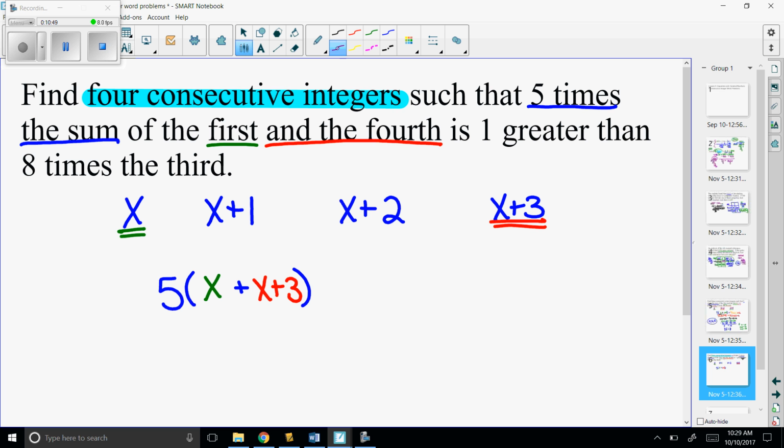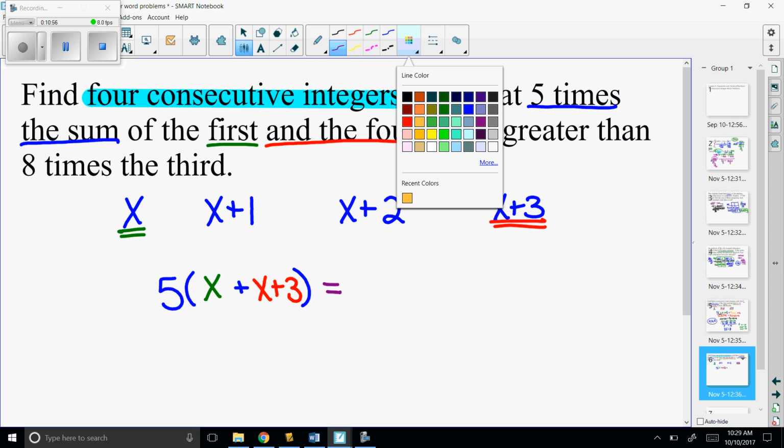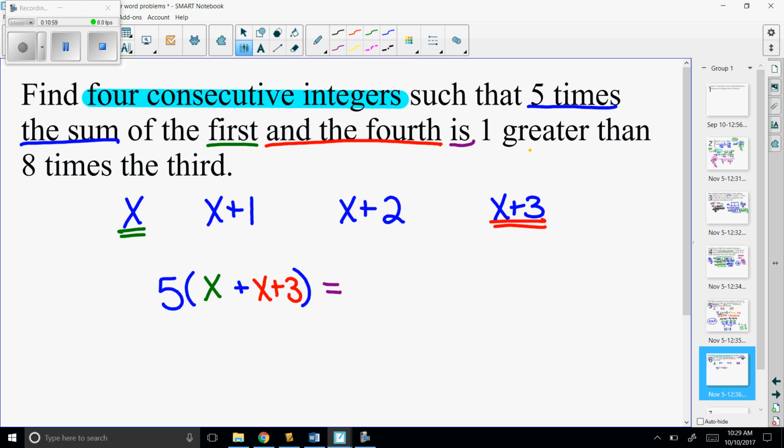So we have 5 times the sum of the first and the fourth. Then I get the word is. What's that mean? Equals. And then I'm going to have this, see if you can see this color. 1 greater than, is that color okay? 1 greater, so I'm going to add 1. I like to put it to the right-hand side because if it says 1 less than, you take 1 away from 8 times the third. And most people put 1 minus 8 times the third, and they get the 2 terms switched. So if it says less than or greater than, I go up to the side. Greater than means add 1, less than means subtract 1.